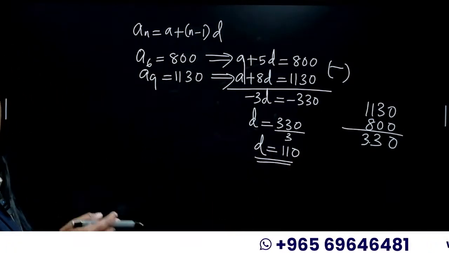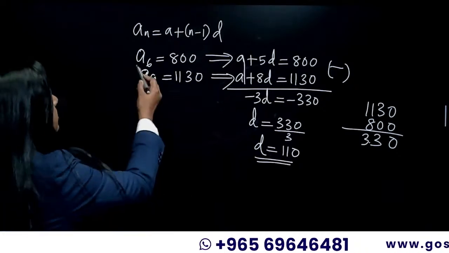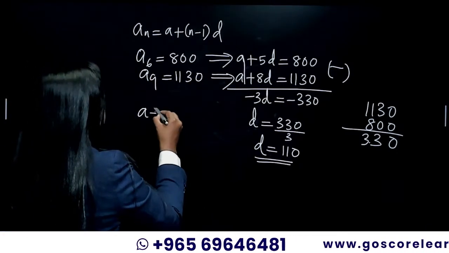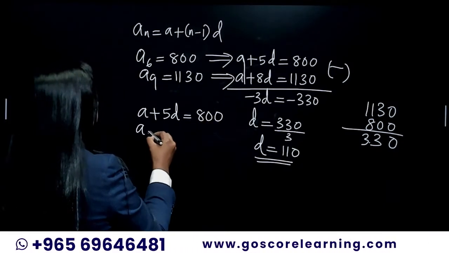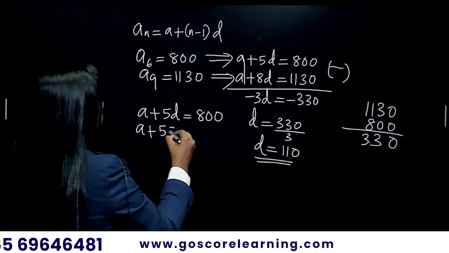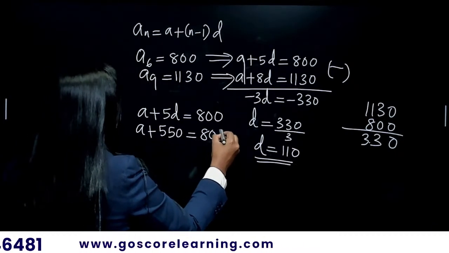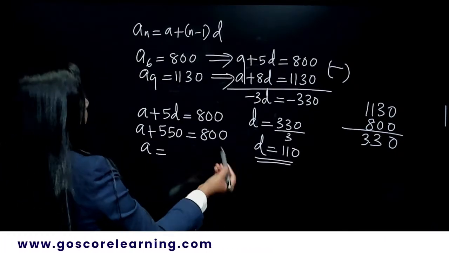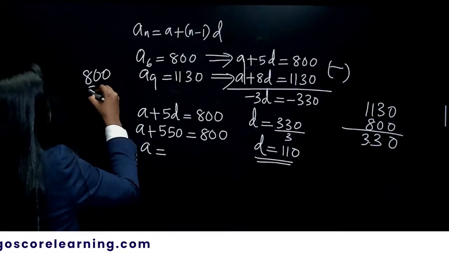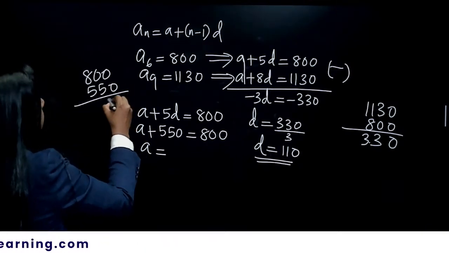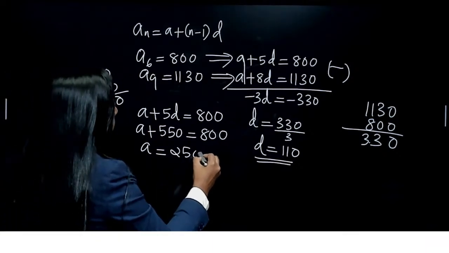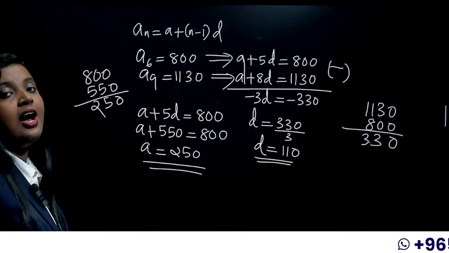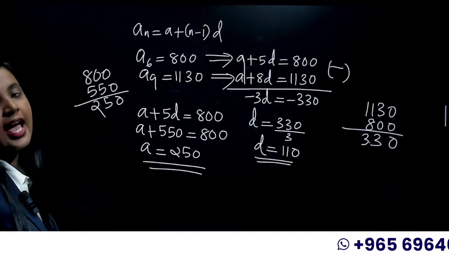What will be the next step? Obviously, we need to know the first term as well. So let us substitute in any one of the equations. A plus 5D is equal to 800. And since we got D, let us substitute. A plus 550 is going to be 800. So A is going to be 800 minus 550. So we got A and D. Now let us answer the questions.